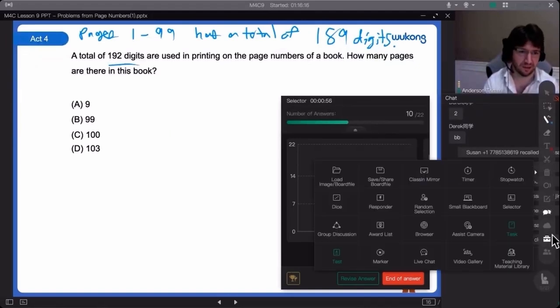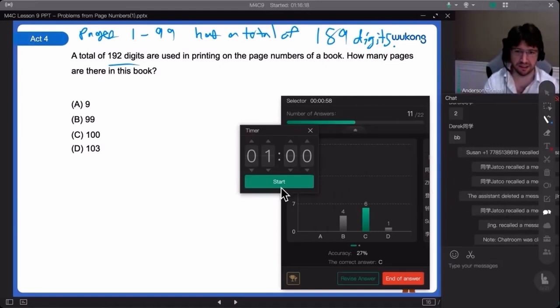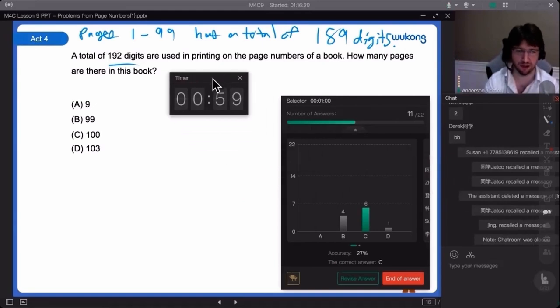All right, I'm going to give a little bit more time, but let me emphasize again, you do not need to do a lot of work here. You already know that the first 99 pages gives you 189 digits. This book has in total 192 digits, right? That's just a little bit more. Think about how many more, and so how many more pages would it take to give you those extra digits?